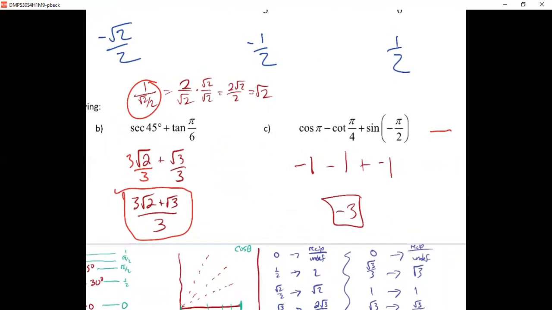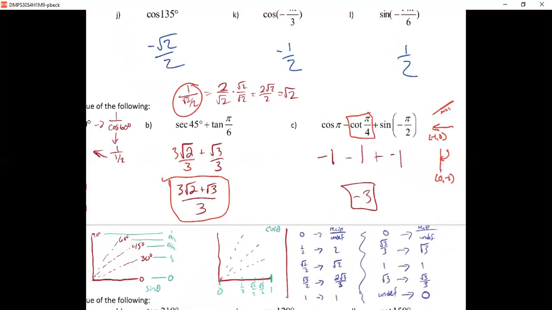Cosine of pi is over here. That would be the coordinate negative 1, 0, so the cosine is the x value. Cotangent of pi over 4 is going to be right here, and the slope of that is 1, so the reciprocal of the slope, which is what cotangent will give us, is also 1. Sine of negative pi over 2 is down here, associated with the coordinate 0, negative 1, and sine is the y value. So this problem just adds together to get negative 3.